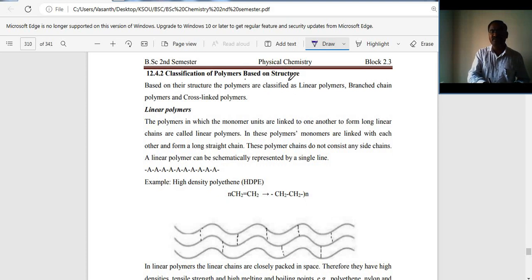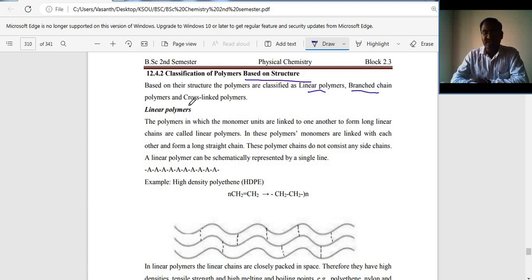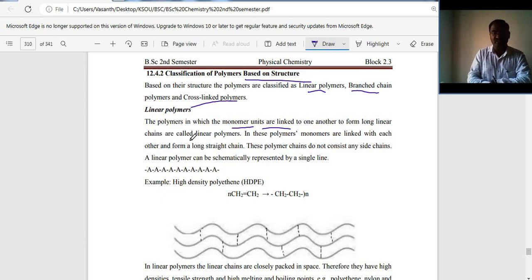Classification of polymers based on structure. Generally, polymers are classified based on this into linear polymers, branched chain polymers, and cross-linked polymers. Linear polymers are polymers in which the monomer units are linked to one another to form long linear chains. In these polymers, monomers are linked with each other and form a long straight chain.